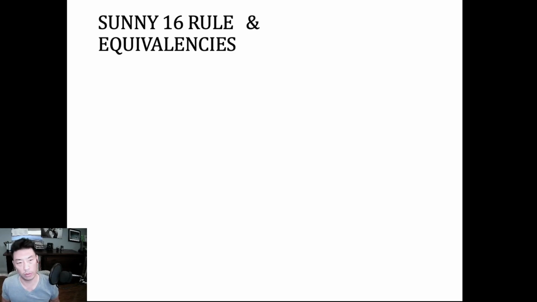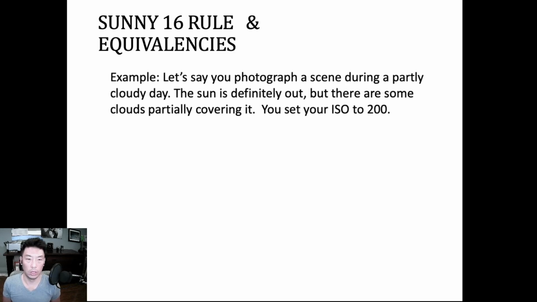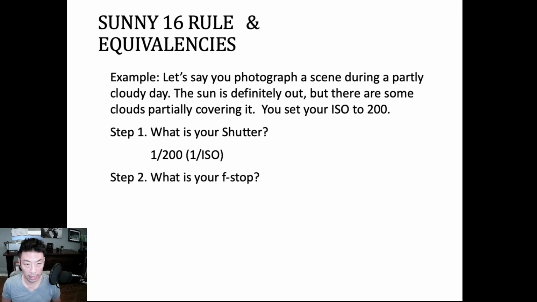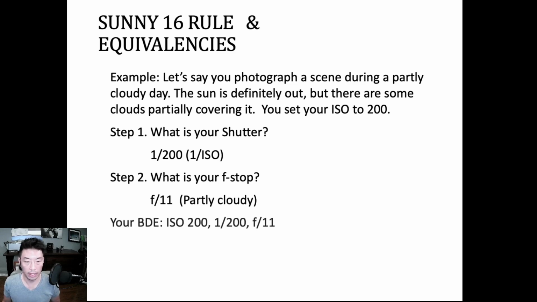So let's take a look at how that works with the Sunny 16 rule. Let's say you photograph a scene during a partly cloudy day. The sun is definitely out, but there are some clouds partially covering it. You set your ISO to ISO 200. So let's determine your basic daylight exposure. Step 1, what is your shutter? It's 1 over the ISO, so it's 1 over 200. Step 2, what is your f-stop? It's a partly cloudy day. The sun is definitely out, but there are some clouds maybe partially covering it. So based upon that chart, that'd be f11. It's not quite f16. It's f11, partly cloudy. Your basic daylight exposure, your BDE, is ISO 200, 1/200 shutter at f11.